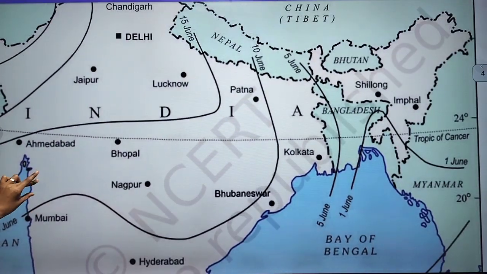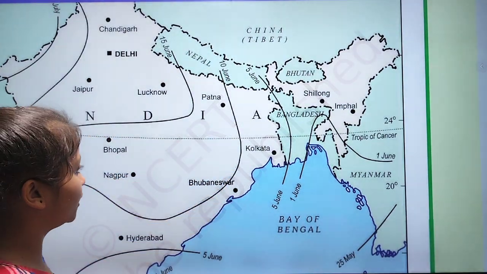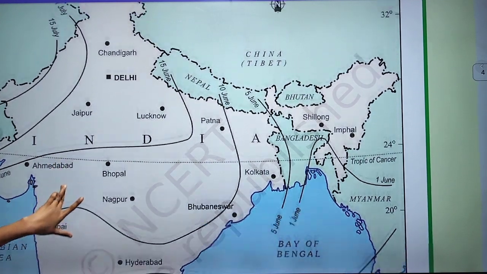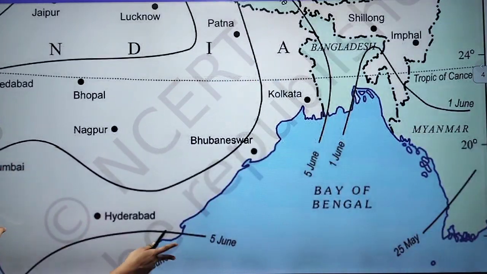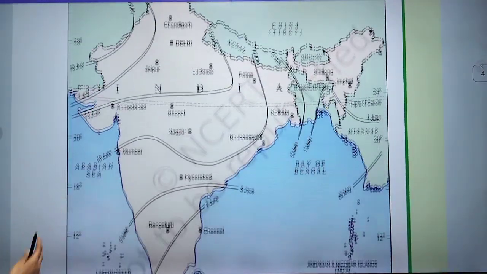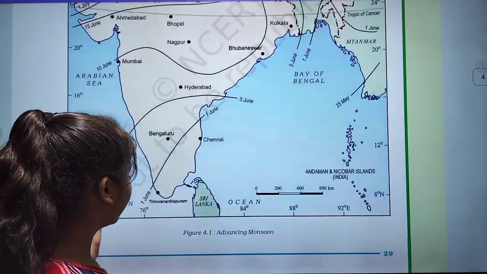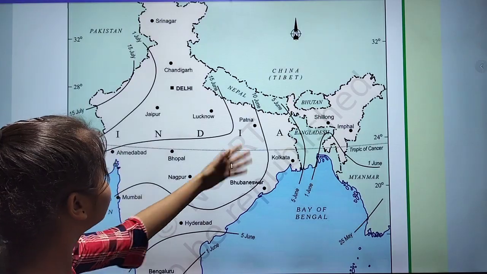See here, this dotted line is not the equator, it is the Tropic of Cancer. Below this it is called the tropical region, and in the north it is called the subtropics. This is about the advancing monsoon, that is, 10 June.